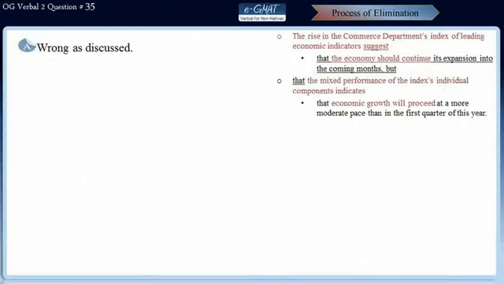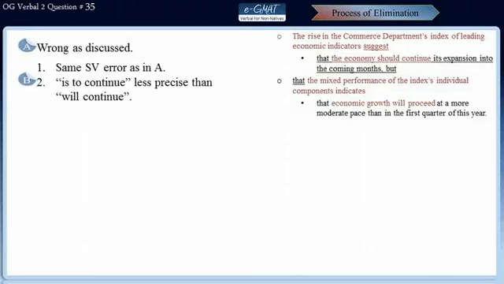Well, choice A is certainly not correct as we discussed just now. Choice B is incorrect for a few reasons. It repeats the same subject-verb agreement error as in choice A, and also is to continue is an awkward expression to talk of an event that will take place in future. It can very well be replaced with the more concise and more direct will continue. So these are the errors in choice B.